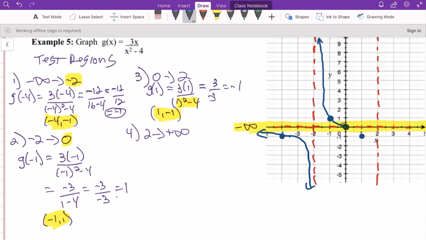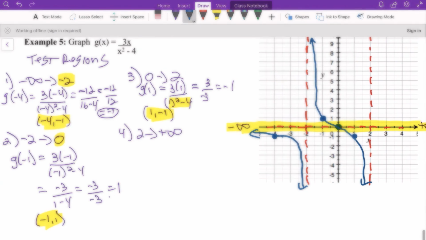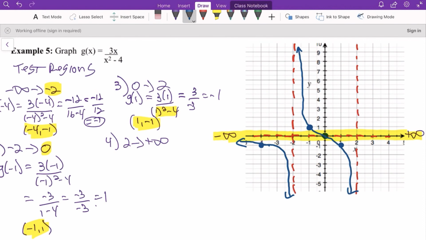So now this tells me that in this region here from 0 to 2, all the points are going to be below, and they're going to go towards that vertical asymptote. All right? And then we just have one more region to finish as I move this over a little bit. So why don't we, we did negative 4 on the other side, why don't we do 4 here? Let's substitute this in. So this is going to be g of 4, just to keep things consistent. And then we have 3 times 4 over 4 squared minus 4.